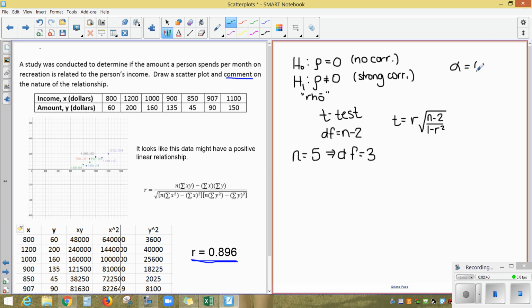Our alpha, let's say that we're told that we want alpha to be 0.05. That'll be given to us in the problems. And so if I have a two-tailed test, level of significance 0.05, degrees of freedom 3, when I go to my table, my Student's t-distribution, we find out that those two values are plus or minus 2.571. If you want to draw yourself a picture here, label those points.